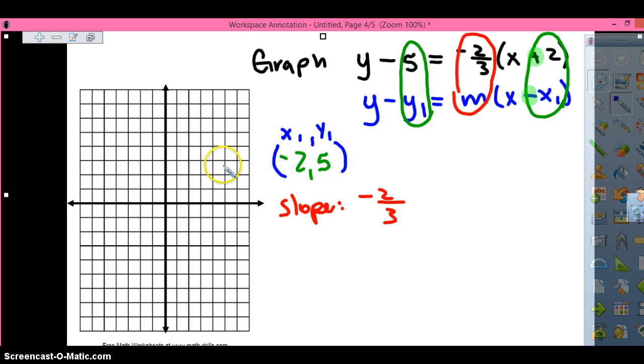Having the slope and the ordered pair, we can start graphing. So we're going to start at the ordered pair x sub 1, y sub 1, which would be negative 2, 5, and use the slope, negative 2 over 3.